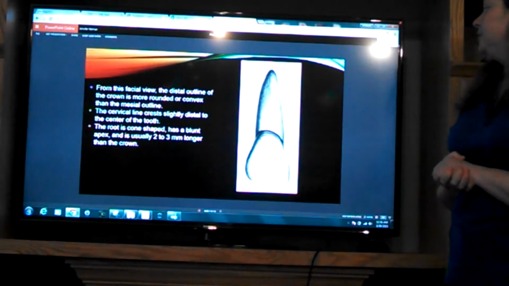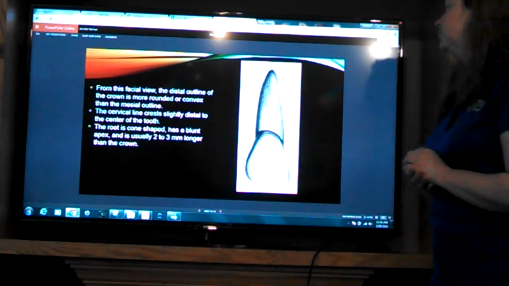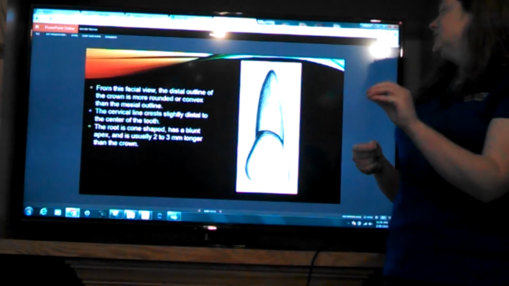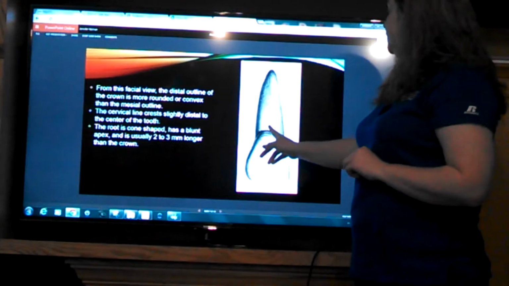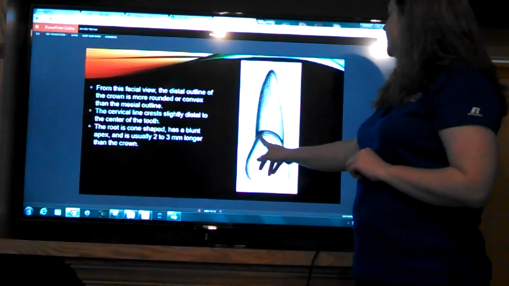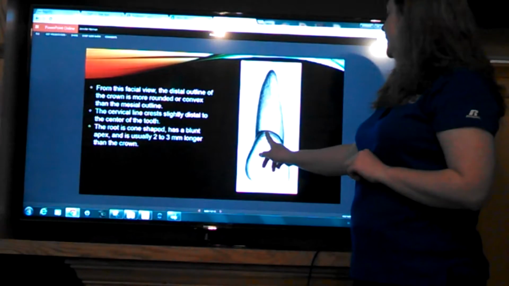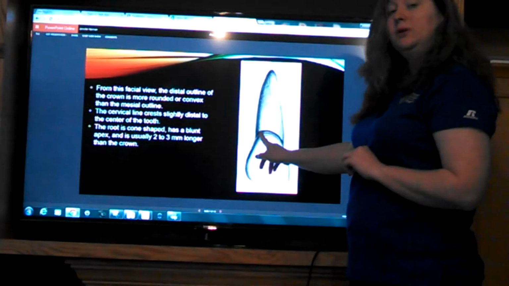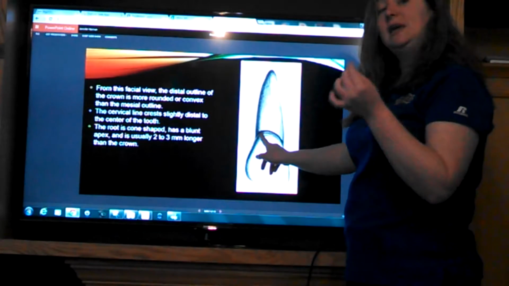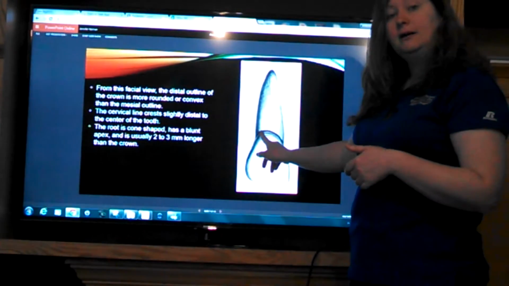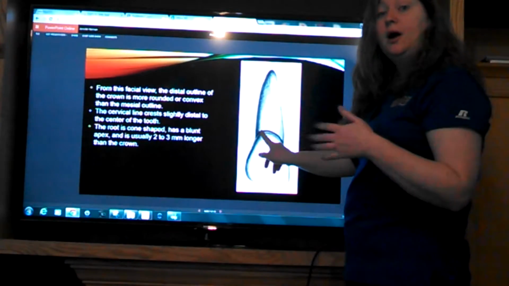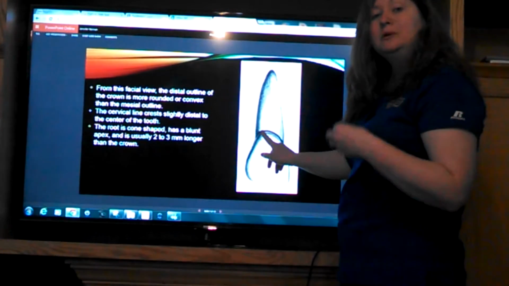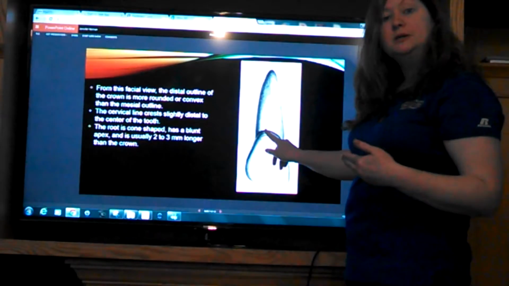The other thing that this slide wants you to know is that the cervical line, or crest, is slightly distal to the center of the tooth. If we were to draw a line straight down the root of this tooth, we can look at our cervical line. The crest of the cervical line is slightly distal, not in the middle of the tooth. That gives us another indication on these maxillary anterior incisors of where our distal and mesial parts of the tooth are, which will tell us which one is the left and which one is the right.